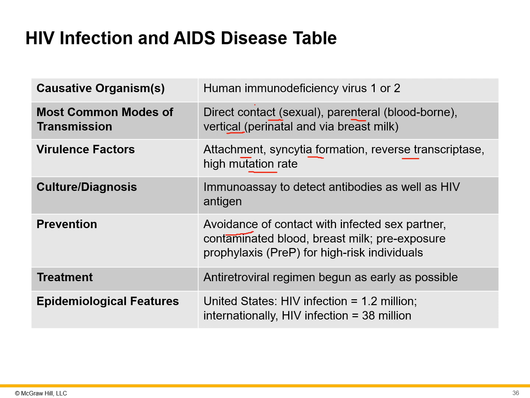So for prevention, avoiding contact with an infected sexual partner, contaminated blood, so lots of blood screening, but also breast milk, and then pre-exposure prophylaxis for those at high risk. For the treatment, again, an antiretroviral regimen is used to attack something specific to the virus.